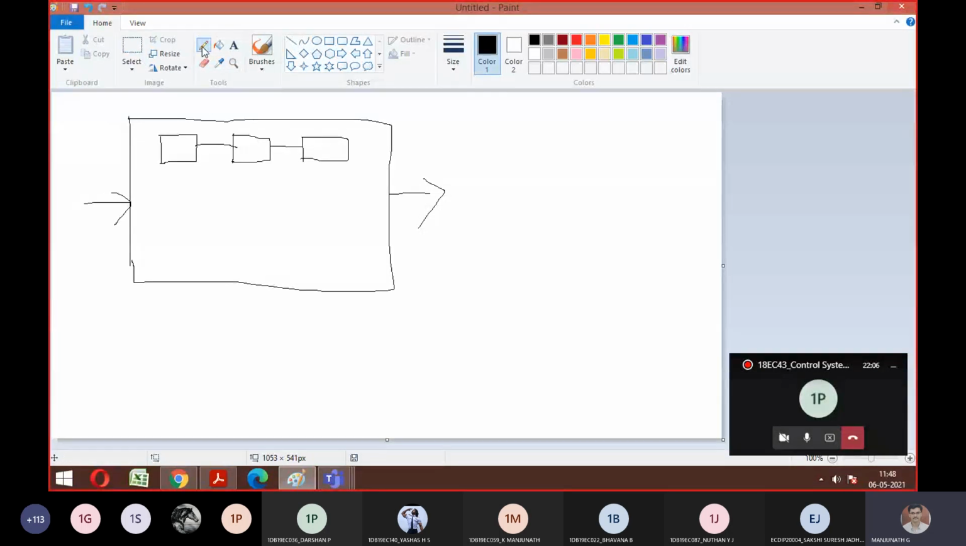Rule number one tells that if we find any blocks connected in series, instead of writing three blocks, I can reduce it to one single block. I can replace these three blocks with one single block with the help of rule number one. It says you need to do a product. Product means nothing but multiplication. So I will reduce this to a single block with the formula G1 G2 G3. Is it clear now?